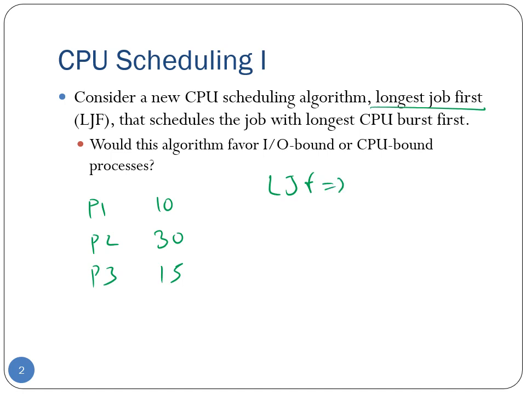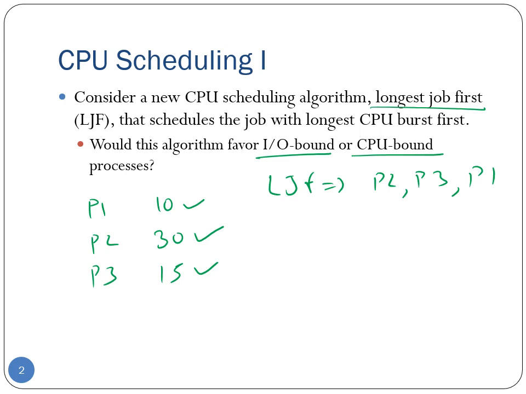So P2 has the longest CPU burst, so this will go first. Next P3, which has the next longest burst, and finally P1, which has the shortest burst, will go at last. This is how this scheduling algorithm works. The question is asking us, would this algorithm favor IO bound processes or CPU bound processes?